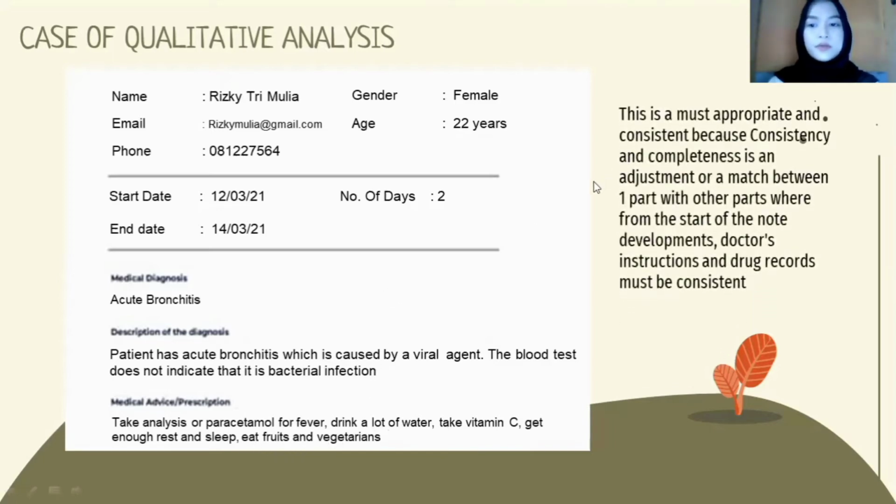This is most appropriate and consistent, because consistency and completeness mean an adjustment or a match between one part with other parts, from the start of the patient's development. Doctor's instruction and nurse's record must be consistent.